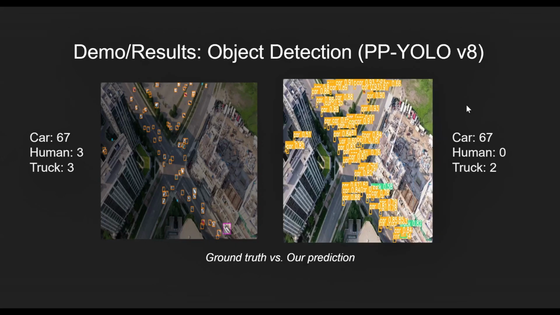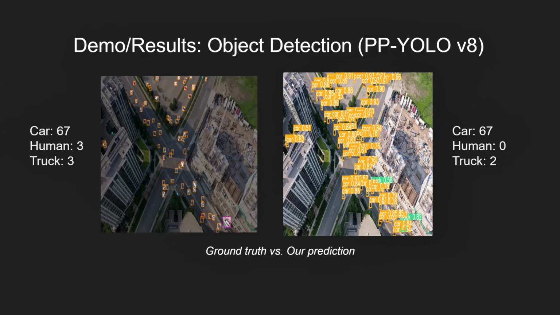Next, we will compare the same ground truth frame on running it on our PP YOLO V8 model. On the left again, we see our ground truth frame, 67 cars, 3 humans, 3 trucks. On the right, we see the output of running this frame on our model, 67 cars, 0 humans, 2 trucks. This is an improvement from the Waldo model.